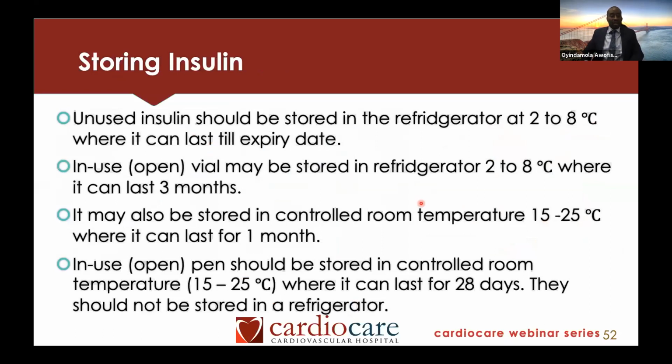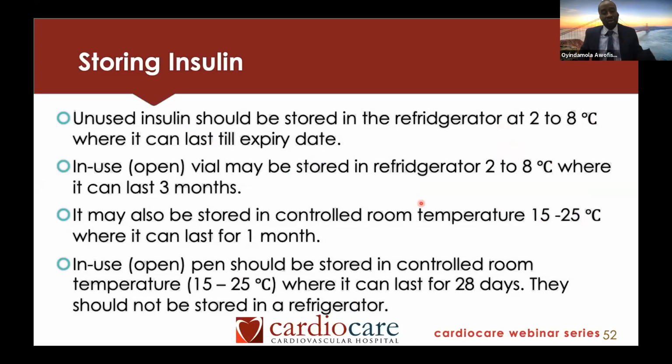I know that this is often a topical issue in our clients, and oftentimes this is done wrong actually. So unused insulin, that is insulin that has not been opened, should be stored in the fridge between 2 and 8 degrees Celsius, and there it can last till the expiry date.